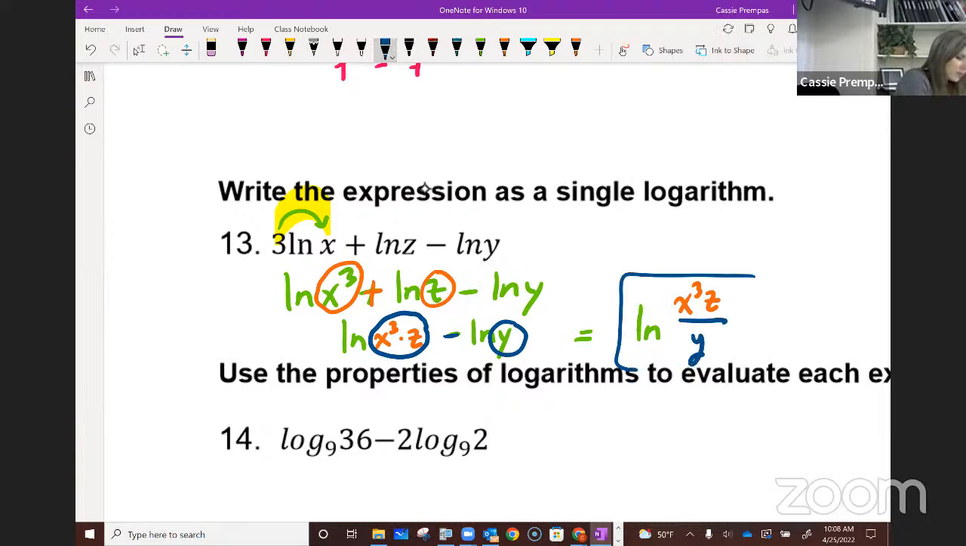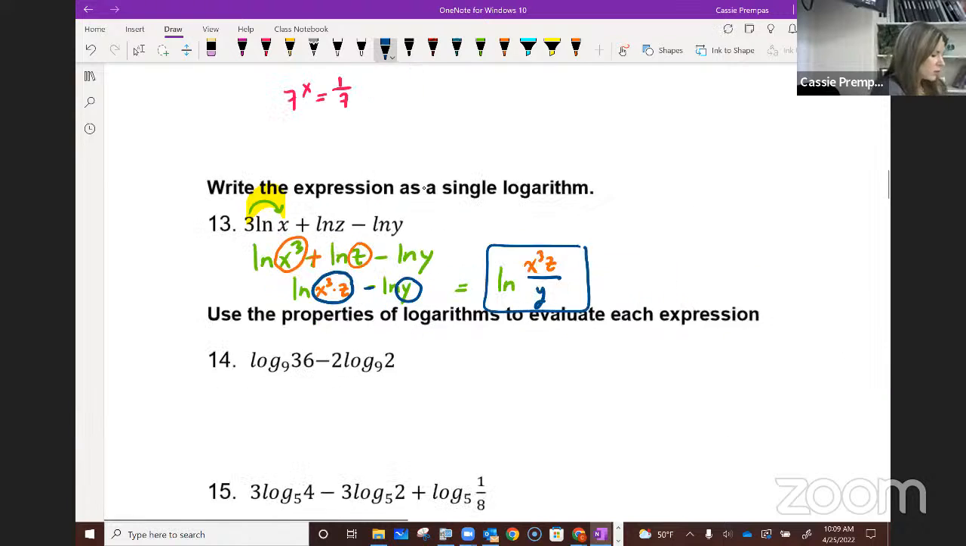What if I wrote ln on top and ln on bottom? That's wrong, because it has to be a single log. Also, what else could you have this instead as? What is ln? Yes, you could have log base e of this, and that's still correct.